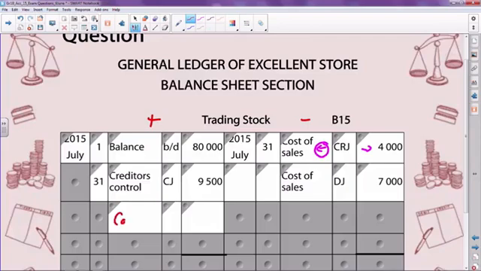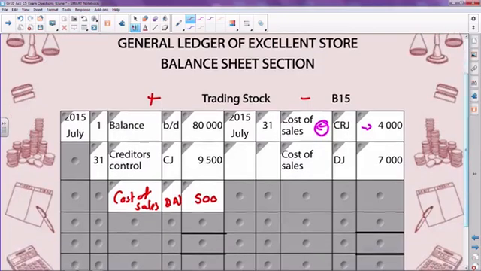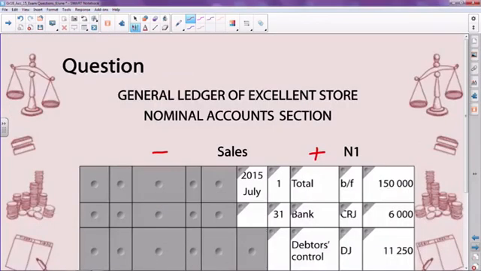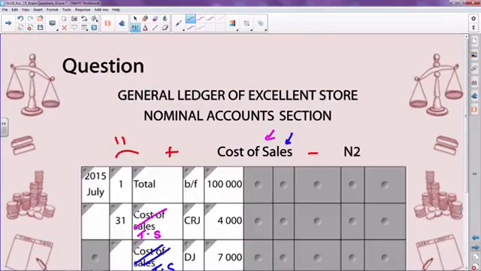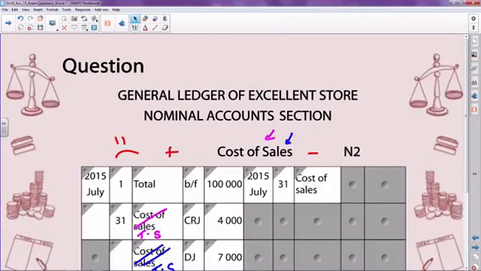We have cost of sales. There it is. We use the DAJ, 500. Then we have to go to your cost of sales account. There it is. Let's go and see. Do we have it here? Let's go and see. Cost of sales again, DAJ. Remember, we can never use cost of sales in here. We need to use the word trading stock as we just entered it.